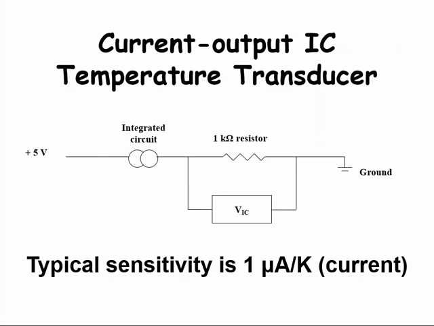Two big advantages of current output integrated circuit temperature transducers are: 1. The linear response, and 2. The current signal does not deteriorate or change with increasing wire length between the sensor and the data logger. Long leads can lead to voltage losses. Current is not lost in the same way.